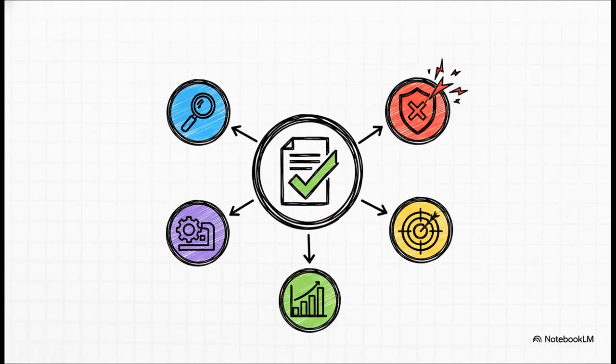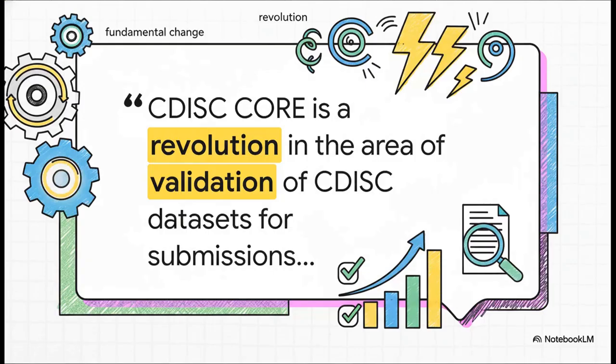Well, for you, it means you get complete transparency into all the logic. It means radically fewer false positives, so your team can focus its energy where it really matters. You can finally enforce your own quality standards programmatically, and all of this leads to way more accurate and efficient submissions. And hey, don't just take my word for it. The author of our source material puts it perfectly. They say CDISC CORE is a revolution in the area of validation. This isn't just another small update. It's a fundamental shift in how we make sure our data is high quality.